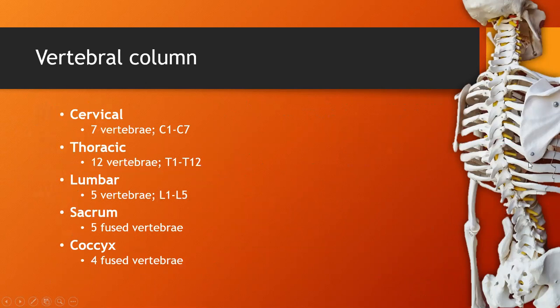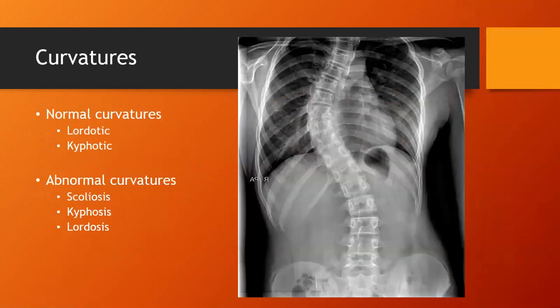All right, moving on to our abnormal curvatures. It does provide you with normal curvatures being lordotic and kyphotic, but we're going to look at the abnormal curvatures based on what I have on your paper. So I've pre-populated information about the abnormal curvatures and the conditions that are associated with them.